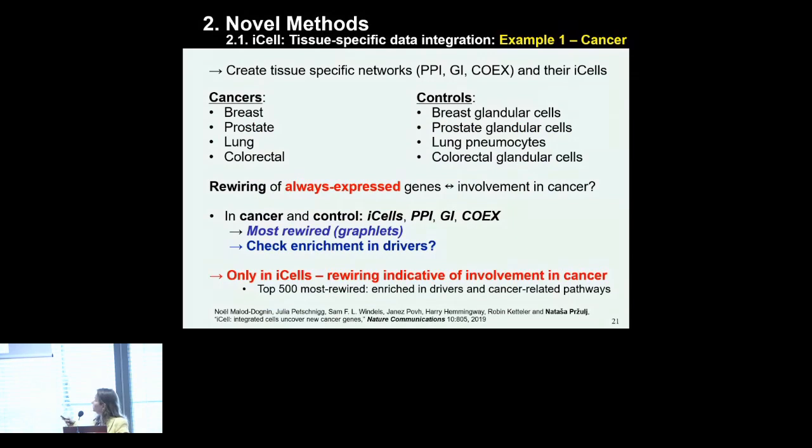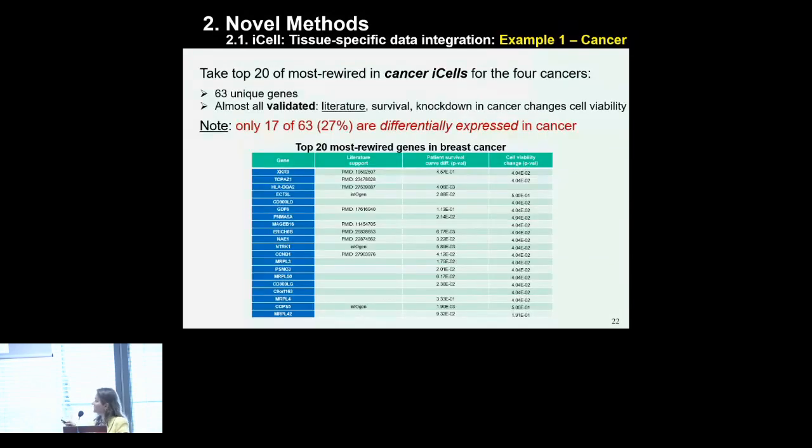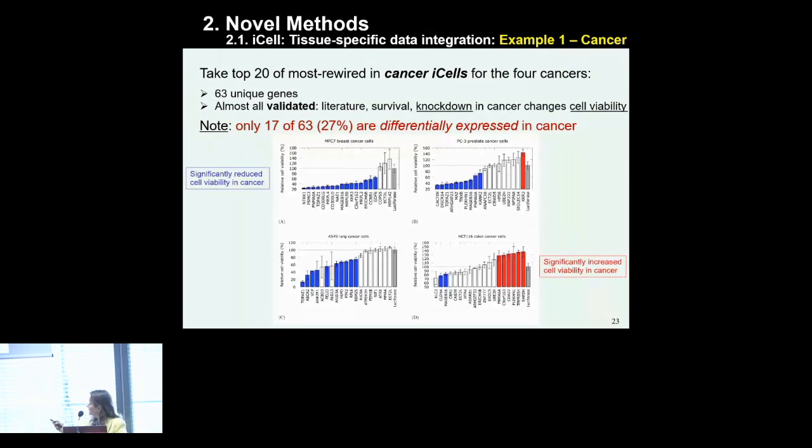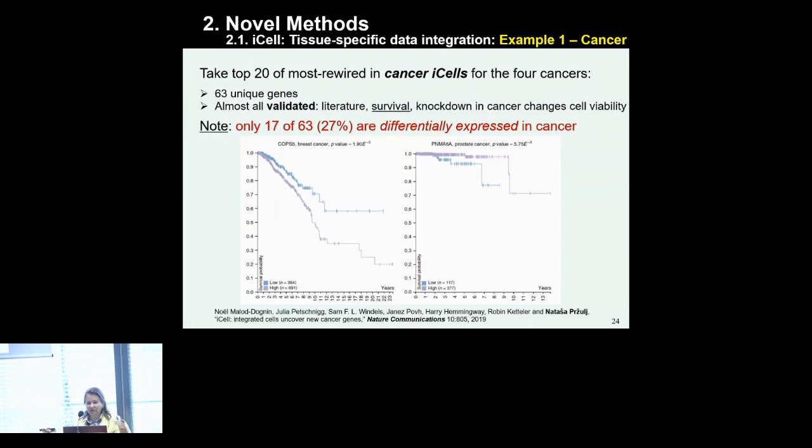We took the top 20 most rewired genes in cancer I cells for the 4 different cancers. There are not 80 of them because some overlap, so there are 63. Almost all we validated either through literature curation or through our own knockdown experiments followed by cell viability. In this cell line, if you knock them down, they significantly reduce cell viability in cancer, and in this cell line, they significantly increase cell viability in cancer. We also went through patient survival, and there are differences there as well.